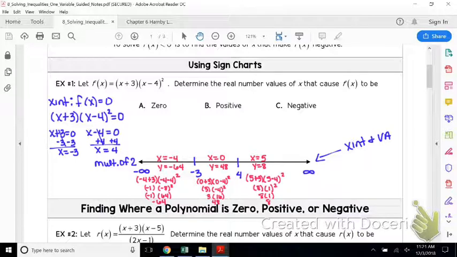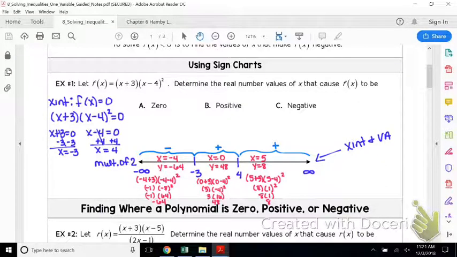All right, so we know that between negative infinity and negative 3, all of our y values are going to be negative, okay? Between negative 3 and 4, all of our y values are going to be positive. And between 4 and infinity, all of our y values are going to be positive.